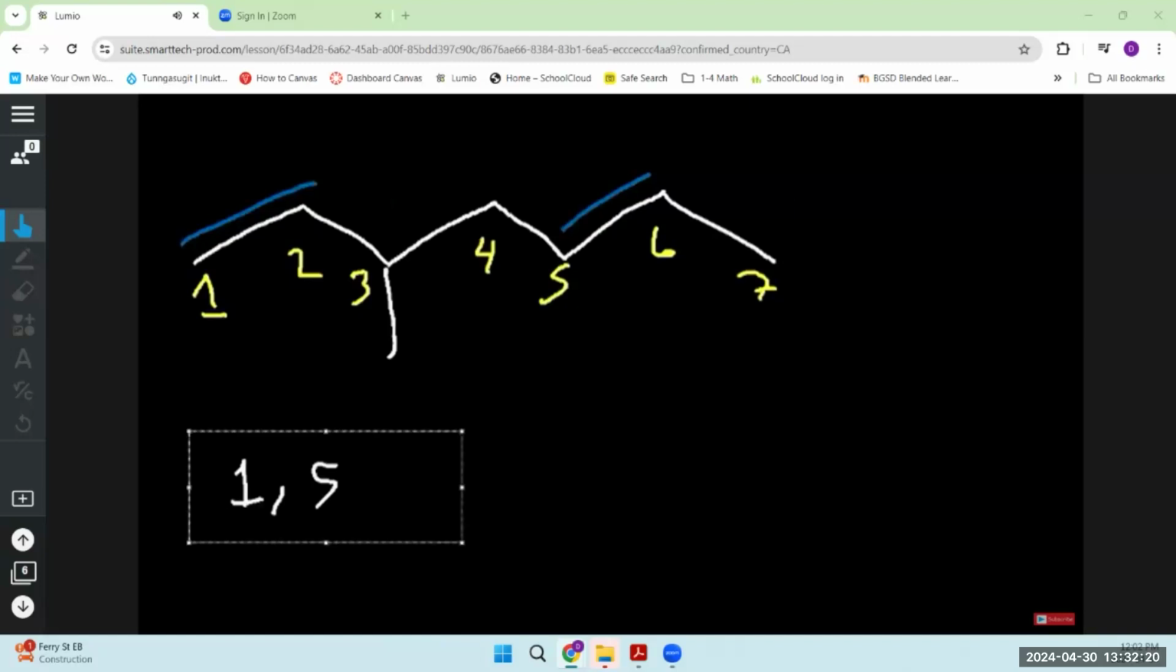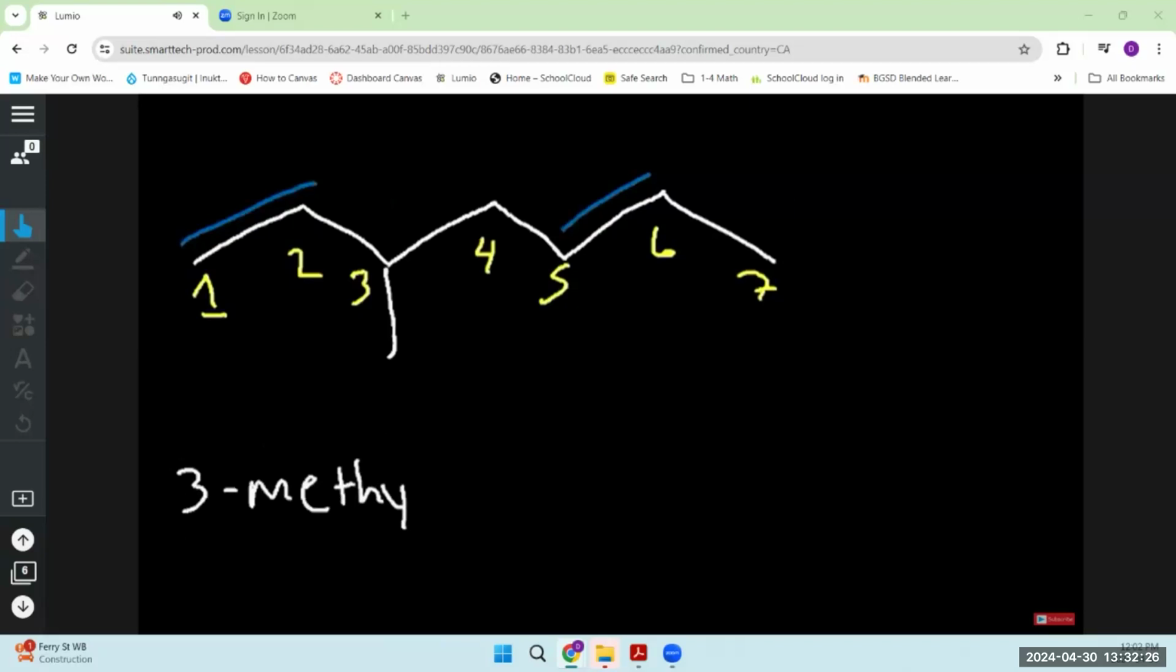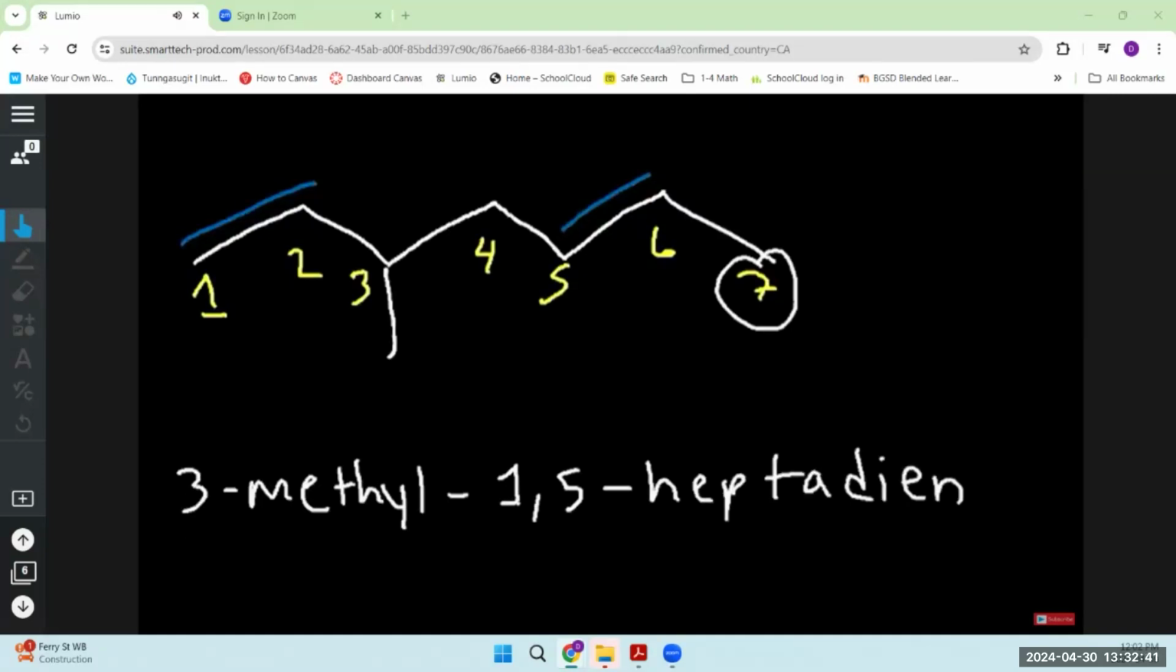So we have a methyl on carbon 3. Let's begin with that. So this is going to be 3-methyl, dash. Now we have a double bond at 1 and 5, so it's 1,5, and it's a 7-carbon chain, so we're dealing with heptane, but instead of saying heptane, it's going to be heptadiene. And so that is the name of this particular molecule.